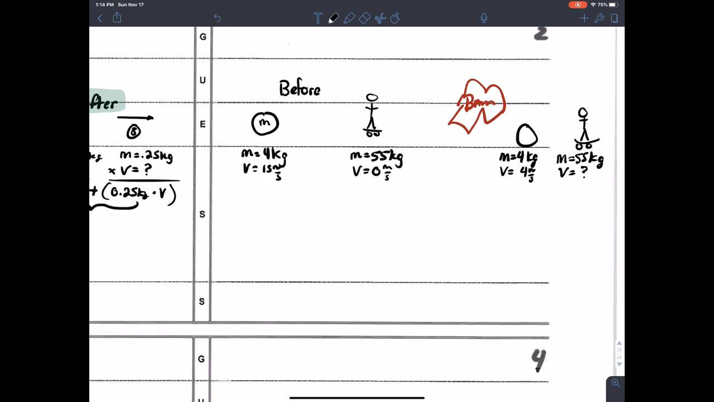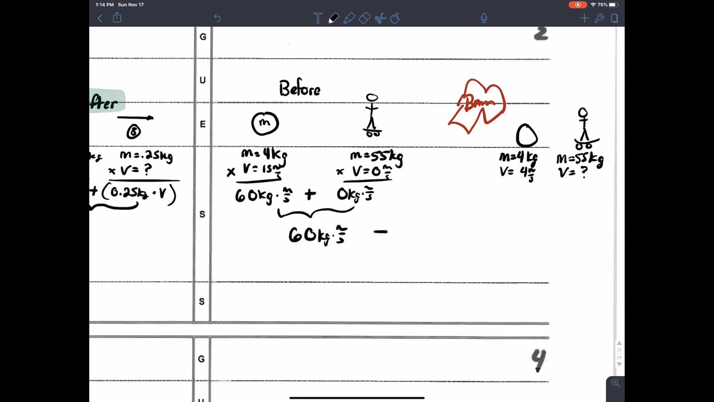Okay, so let's figure out how much momentum we had at the very beginning. You've got your 4 kilograms, and it was traveling at 15 meters per second. So we know that the medicine ball originally had a momentum of 60. The kid on the skateboard was not moving, so he'd have a momentum of 0. Grand total, that means that we had 60 to start with.